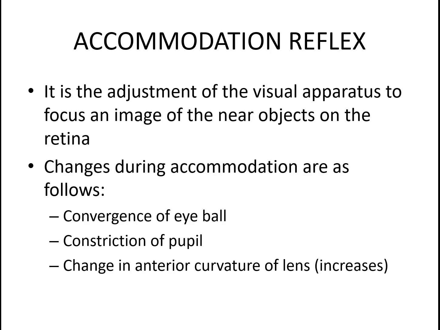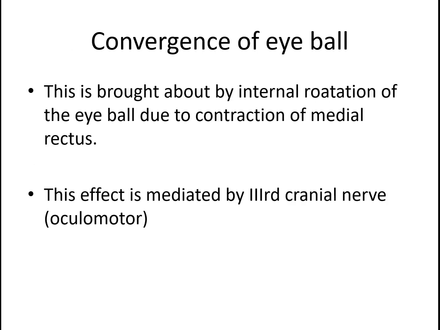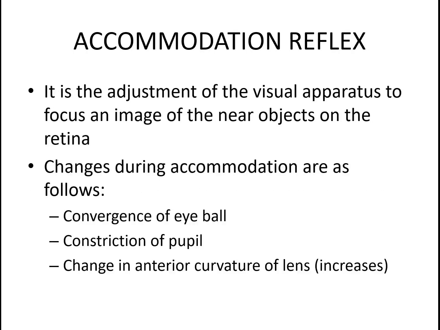One is convergence of the eyeball. Another one is the constriction of the pupil. The third change is the change in the anterior curvature of the lens. Actually, the anterior curvature of the lens increases. The easier way to remember is three C's: convergence of eyeball, constriction of pupil, and change in the anterior curvature of the lens.